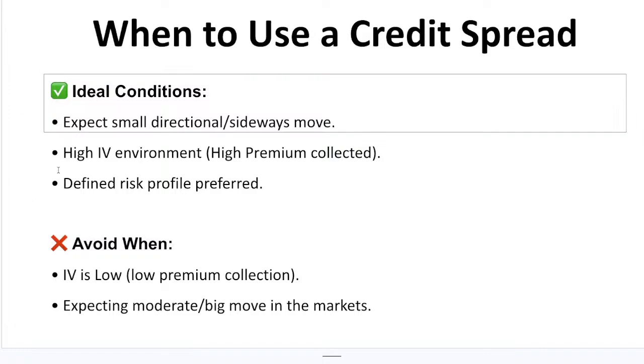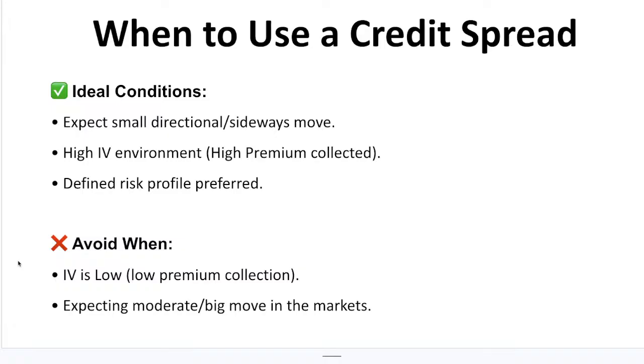Because defined risk means you know how much you're going to lose if it doesn't work in your favor, and you also know how much you're going to make if it's in your favor. So avoid when IV is low. Premium collection is used when you expect moderate or big movement in the market.